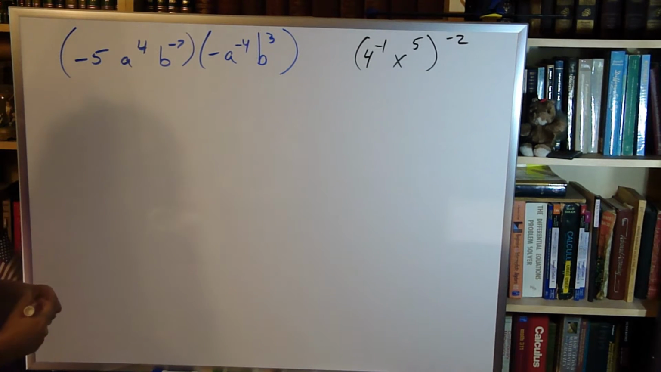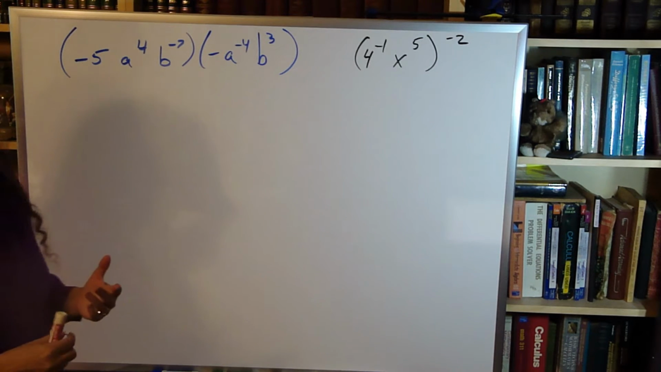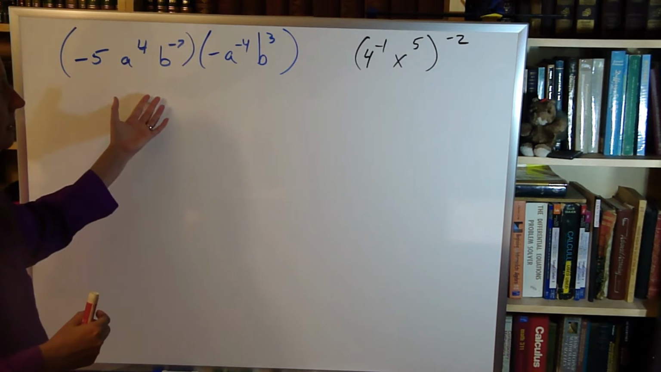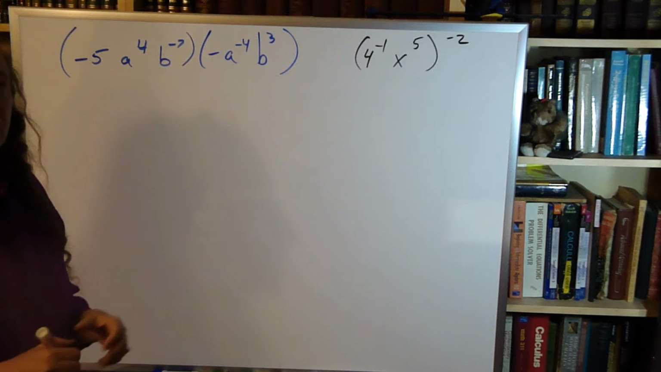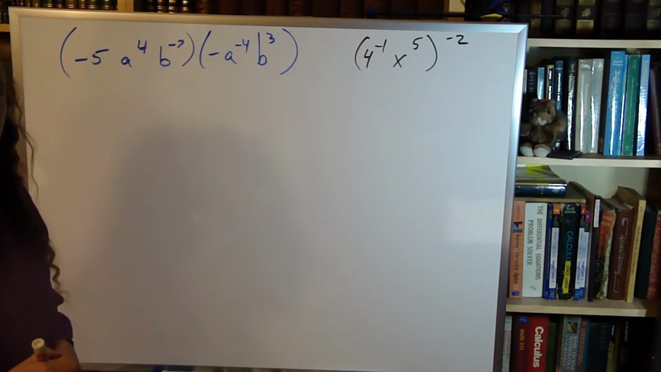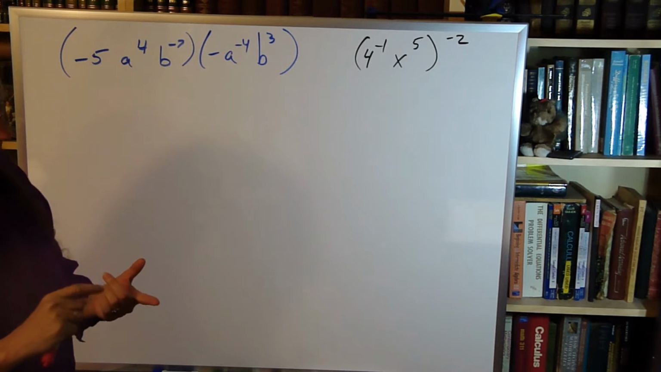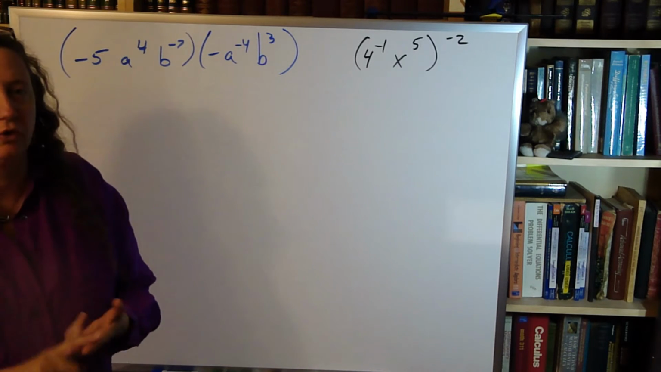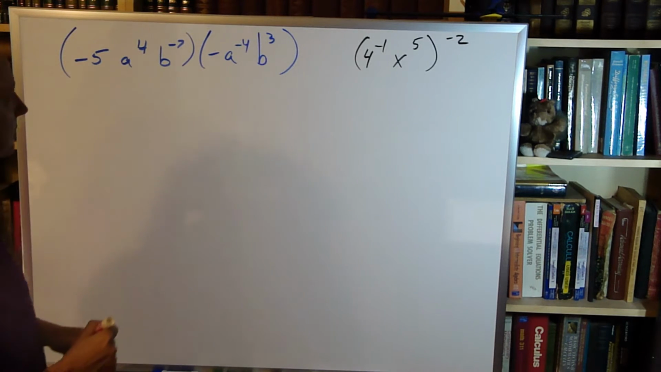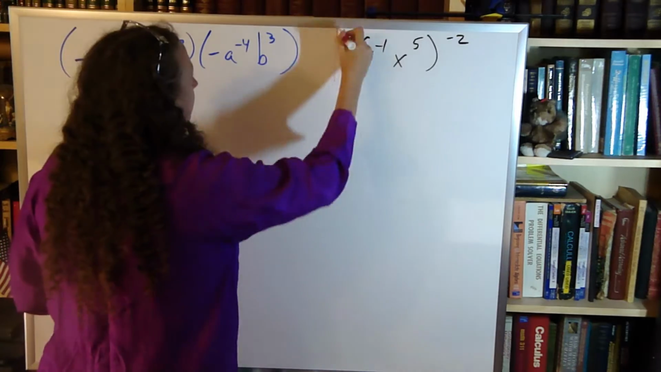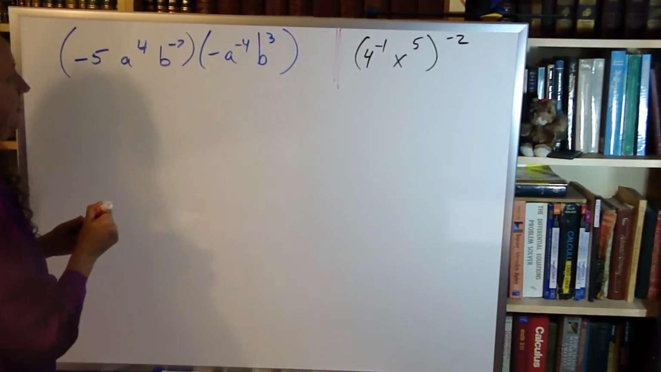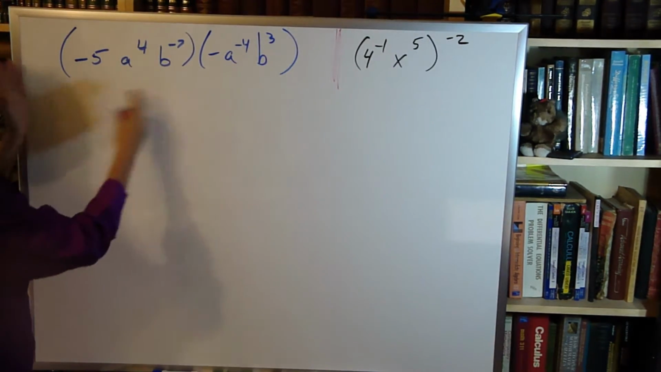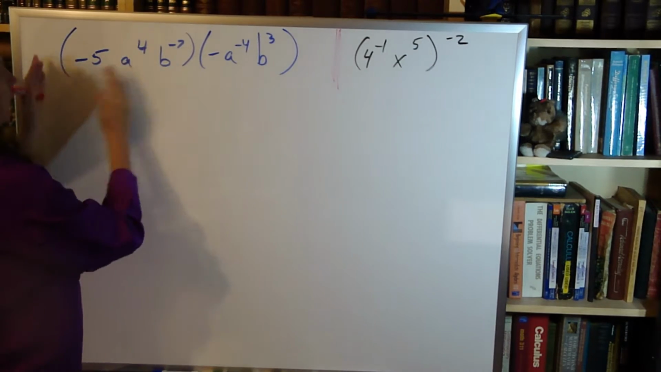Continuing on with exponents, for this problem we are going to need to use our order of operations, our commutative and our associative properties also. So these are two separate problems. Looking at this one, you see the sets of parentheses.